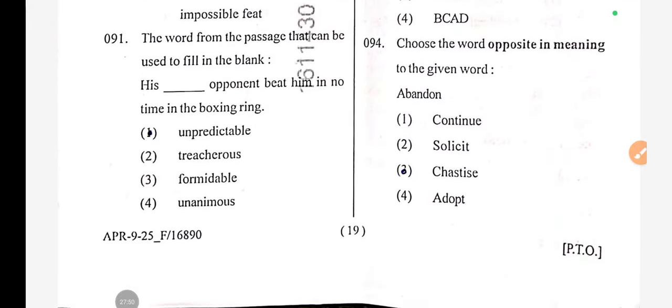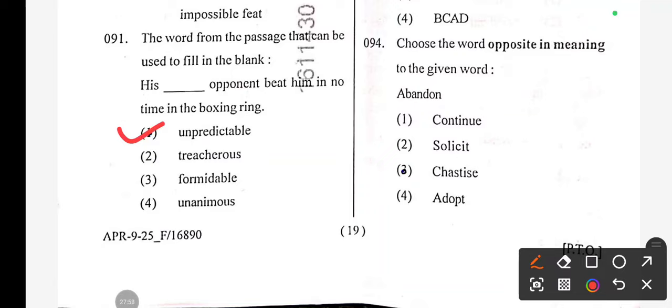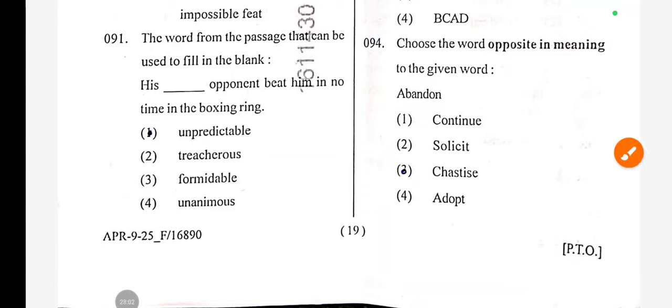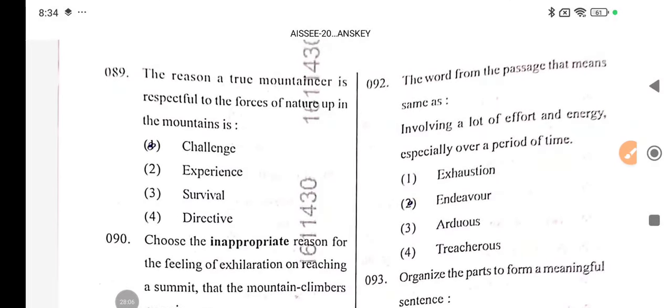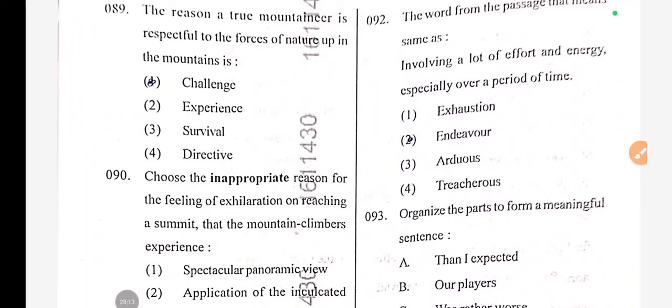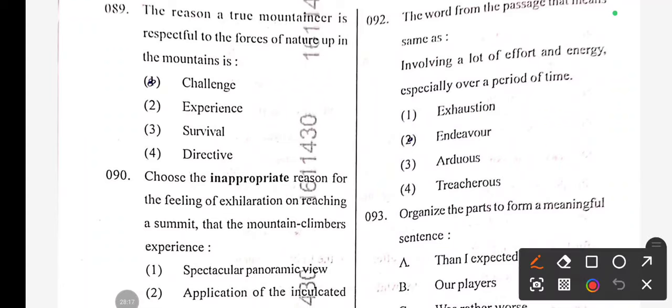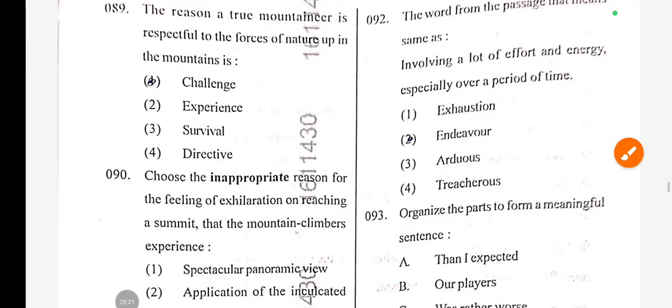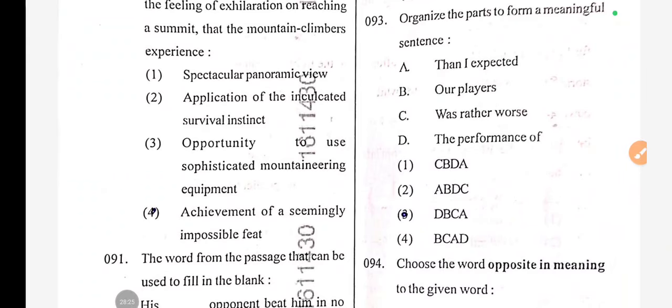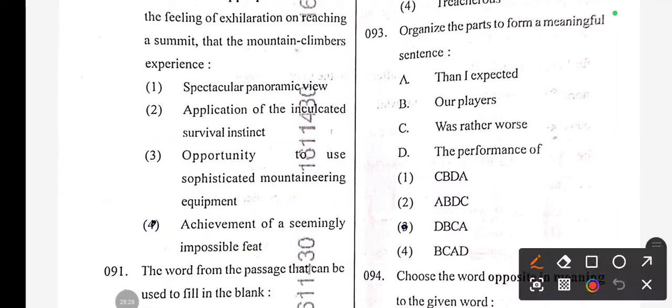91. The word from the passage that can be used to fill in the blank. Answer, option 1, unpredictable. 92. The word from the passage that means same as involving a lot of effort and energy, especially over a period of time. Answer, option 2, endeavor. 93. Organize the parts to form a meaningful sentence. The correct order is D, B, C, A. The performance of our players was rather worse than I expected.